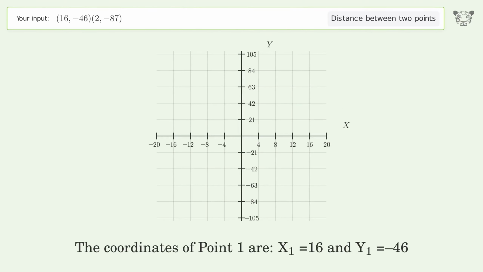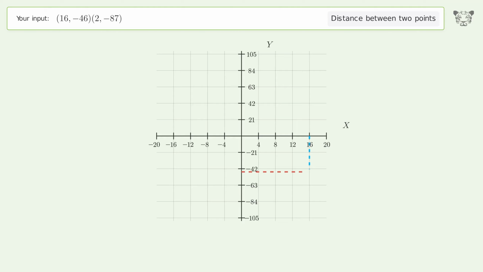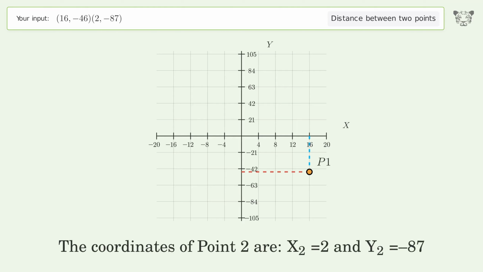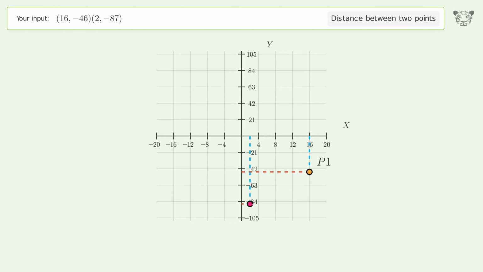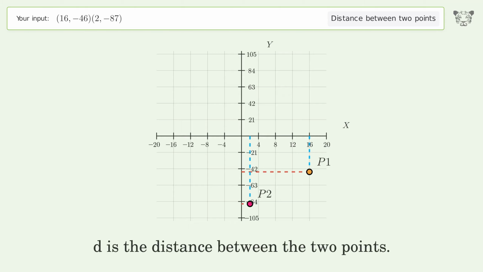The coordinates of point 1 are, x1 equals 16 and y1 equals negative 46. The coordinates of point 2 are, x2 equals 2 and y2 equals negative 87. D is the distance between the 2 points.